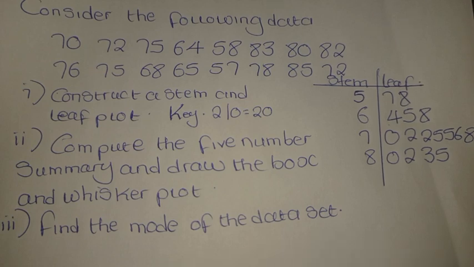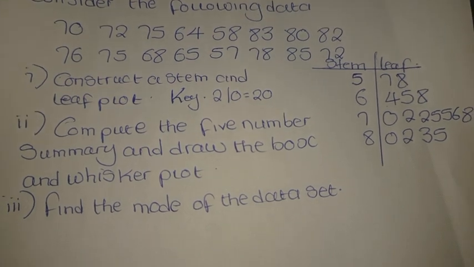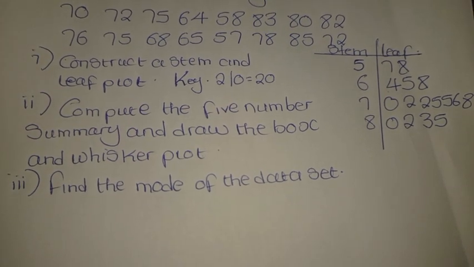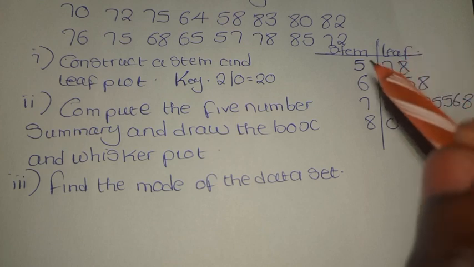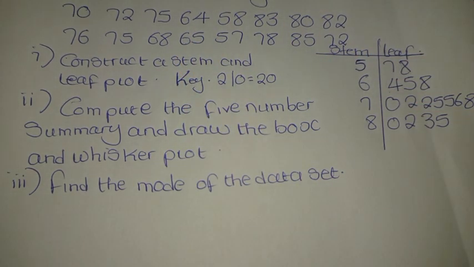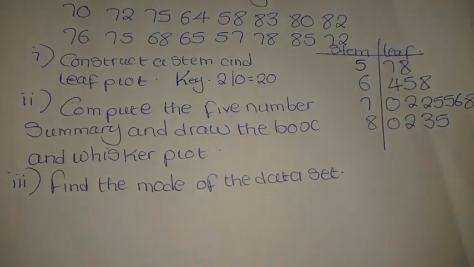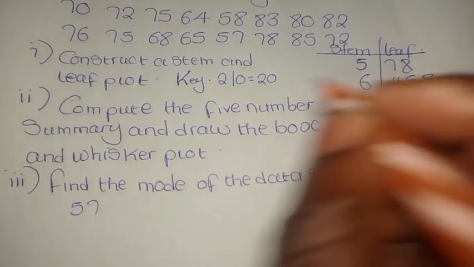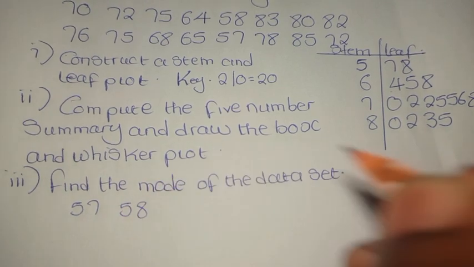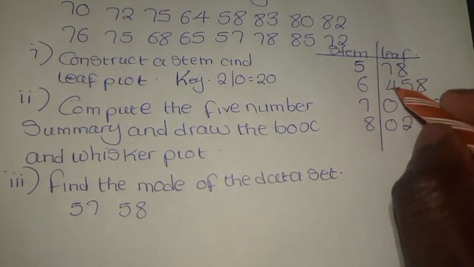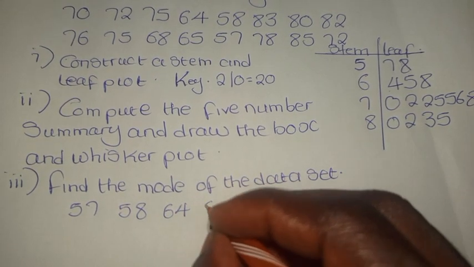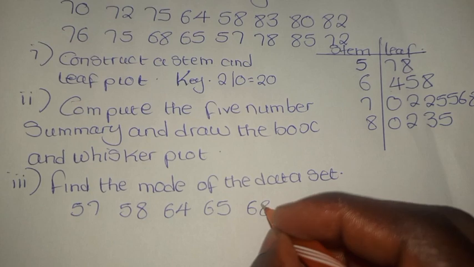The second question is telling us to compute the 5-number summary and draw the box and whiskers. For us to do this, we need to rearrange the data in increasing order. We will use our stem and leaf plot to list it from smallest to largest. We start with 57, which is the smallest, then 58. You are just reading them off the stem and leaf plot. You have 64, 65, 68.